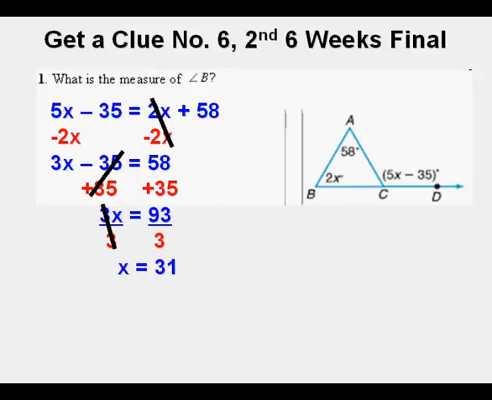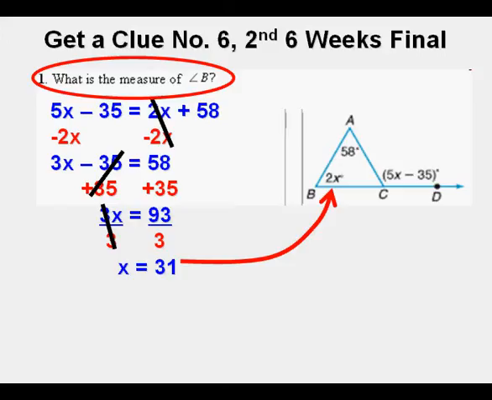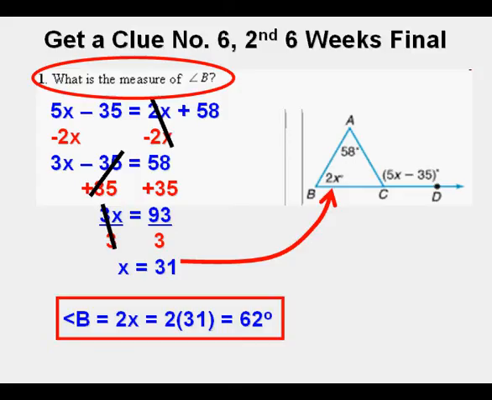Is 31 our answer? No, it's not. We have to look at what is being asked, and that takes us back to the original question. What is the measure of angle B? We have to take 31 degrees calculated here, but then we need to go and put it back into the expression for angle B, which is 2x. So angle B equals 2x equals 2 times 31 degrees equals 62 degrees. And that is our final answer.